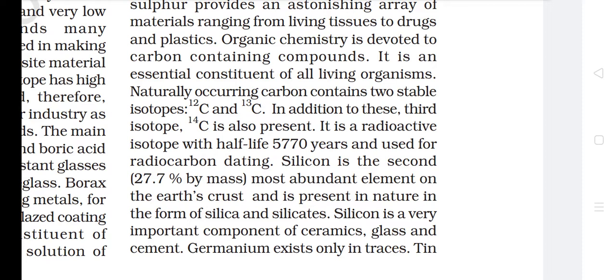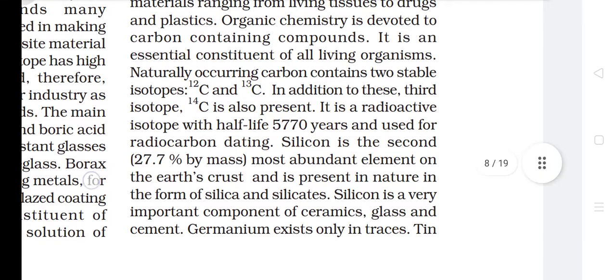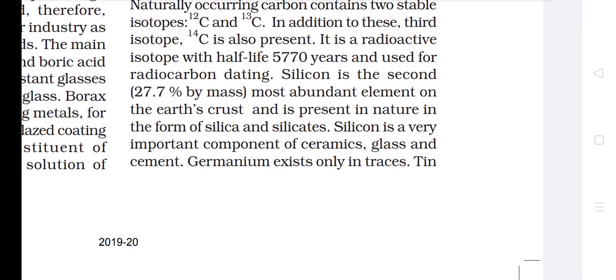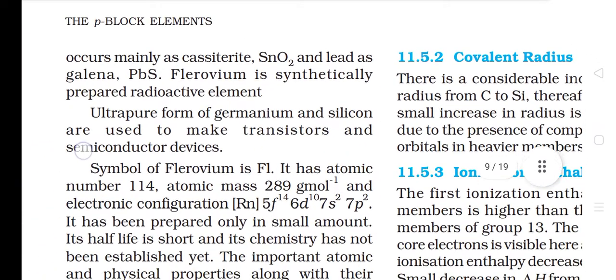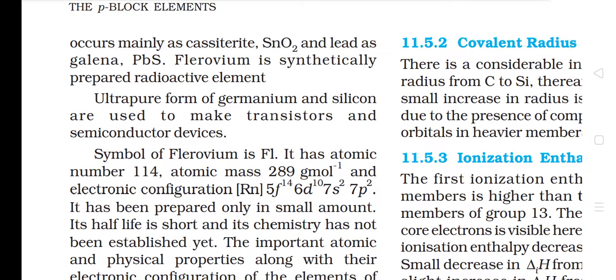Silicon is the second most abundant element on Earth's crust and is present in nature in the form of silica and silicates. Silicon is a very important component of ceramics, glass, and cement. Germanium exists only in traces. Tin occurs mainly as cassiterite, SnO2, and lead as galena, PbS. Flerovium is a synthetically prepared radioactive element. Ultra pure forms of germanium and silicon are used to make transistors and semiconductor devices.